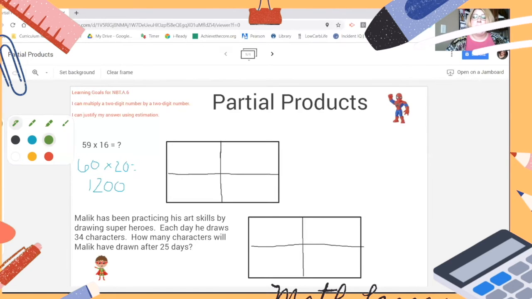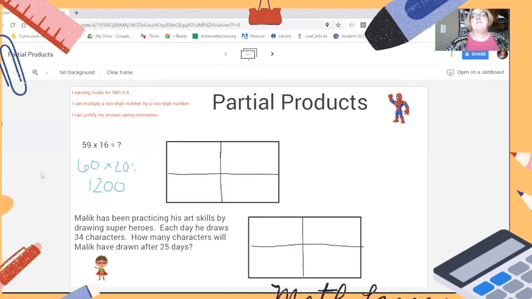I break apart my numbers, and I work with the younger students on breaking apart numbers, and we break them apart based on their place value. So the number 59 is actually the same thing as 5 tens and 9 ones, and 5 tens is equivalent to 50. And then I have 9 ones. So 50 and 9 is my 59.